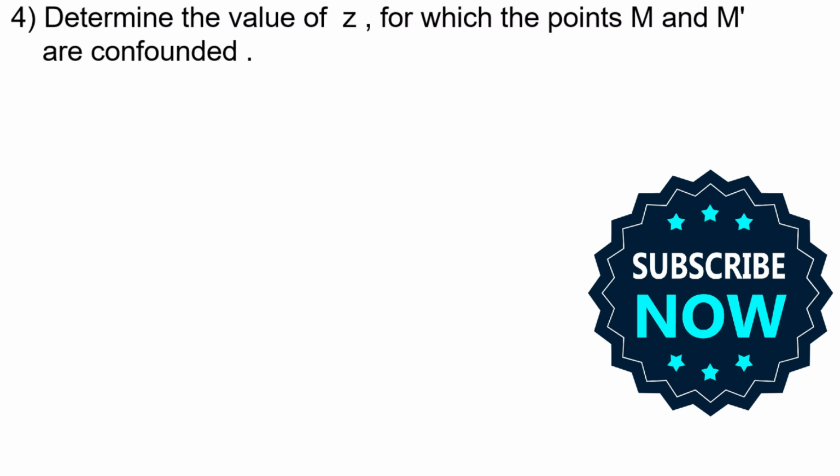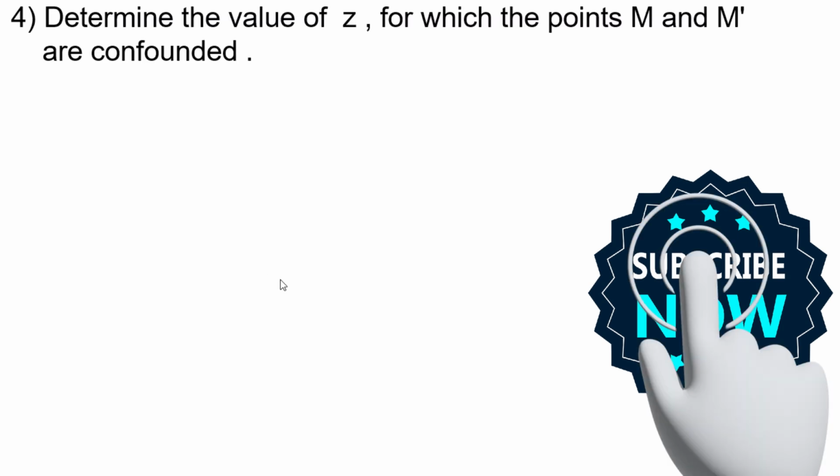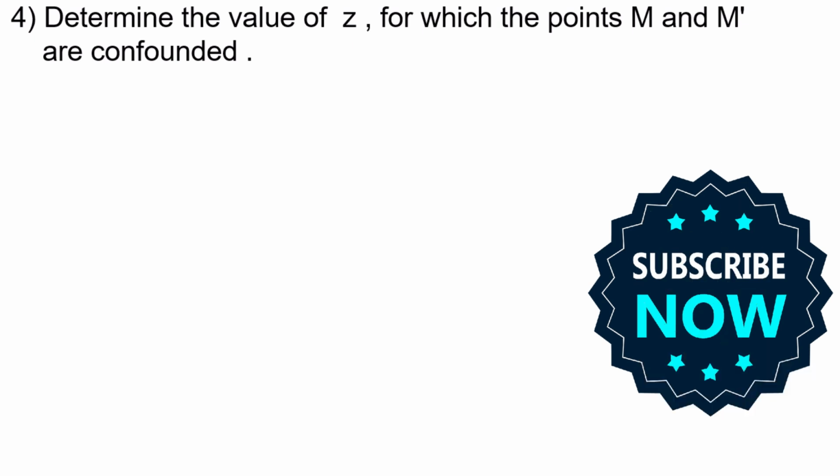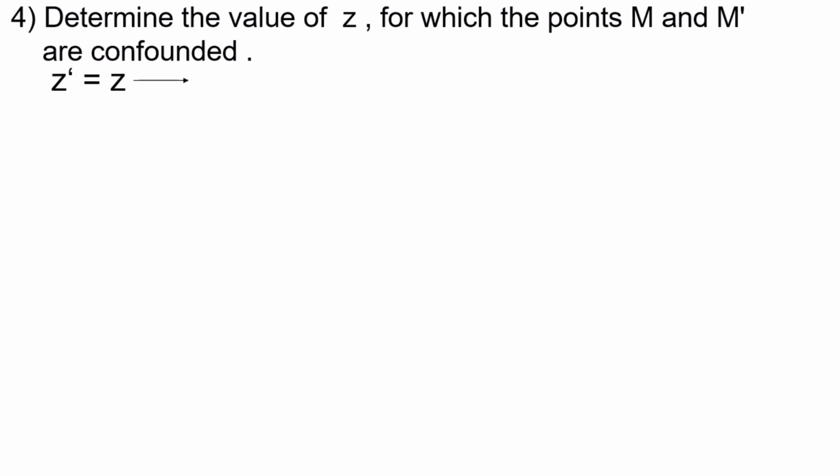Determine the value of Z for which the points M and M prime are confounded. They have the same affix. We write Z prime equals Z. Since Z prime equals Z, Z equals IZ plus 1 plus I.